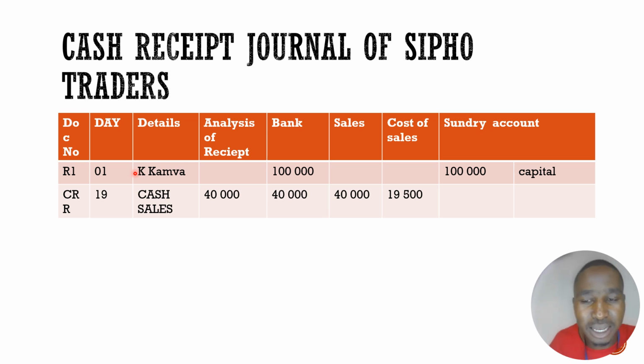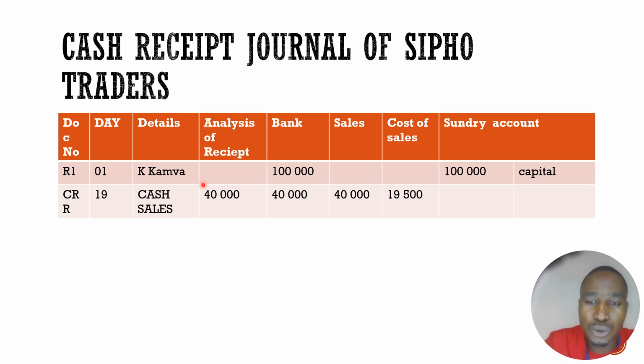And on the day you write the day of the sale, that is the 19th. And then on details you have to write cash sales. And then we have to write under analysis of receipt, because we do have slips on the cash register roll that we can print and analyze for each and every sale. And then we write the selling price, because on those slips, what's written there is the selling price.